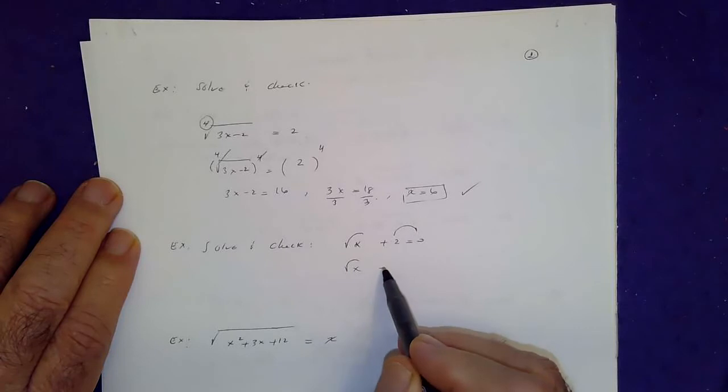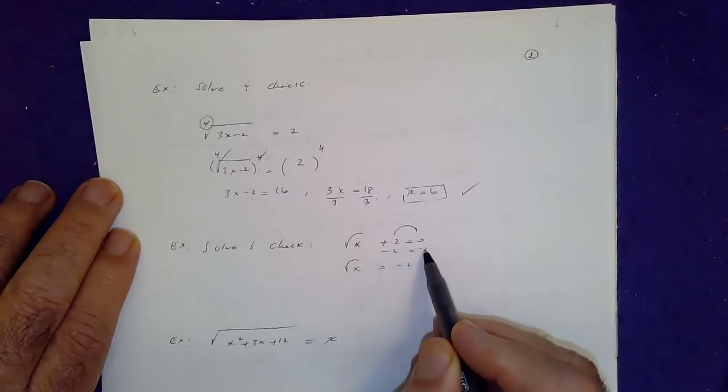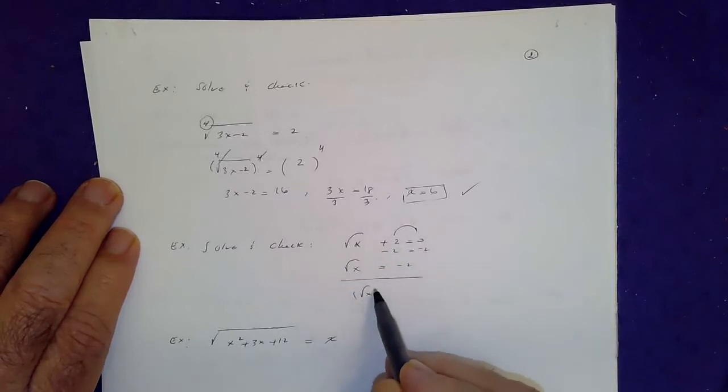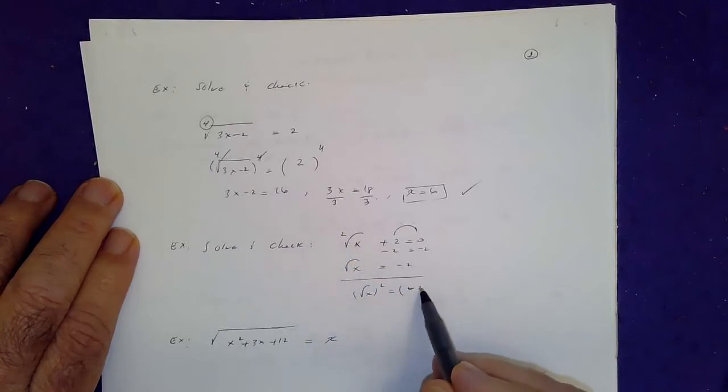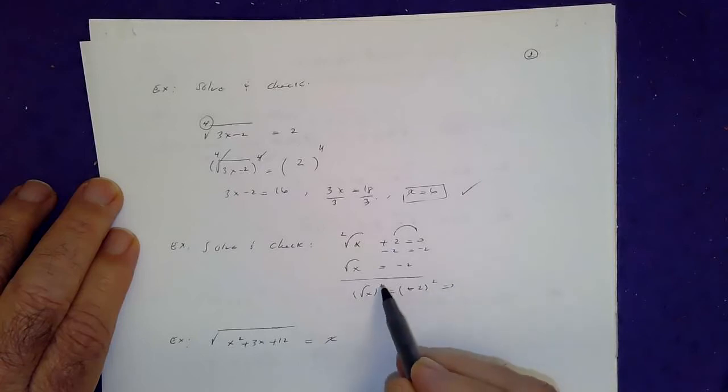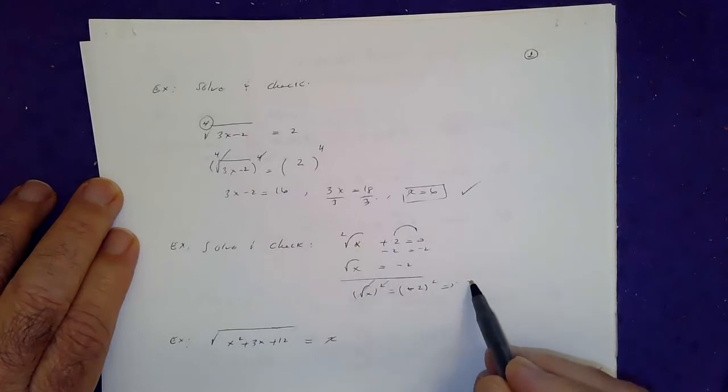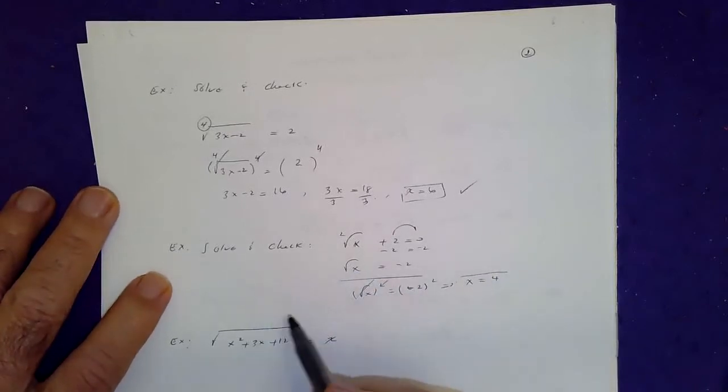What about this one? Well, you move this over first. That means subtract 2 from both sides. Now raise both sides to the power of 2, because the index is 2. That wipes out the radical. So you get x equals 4. But before you box your answer, check and see if it's okay.